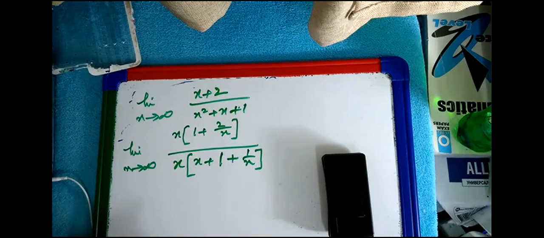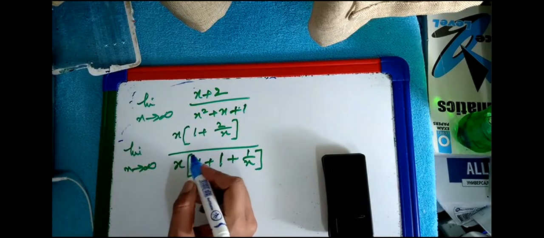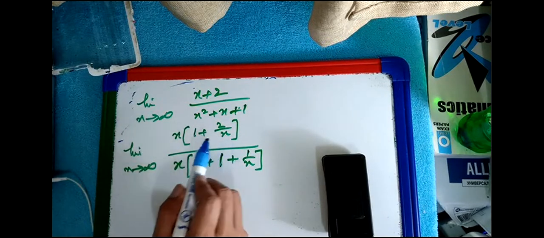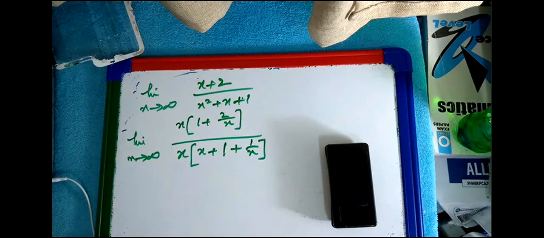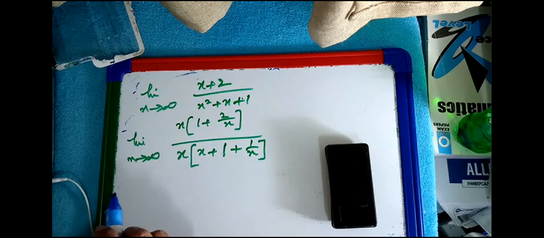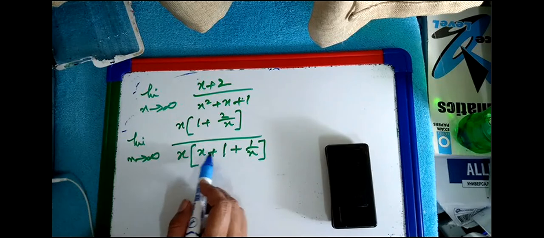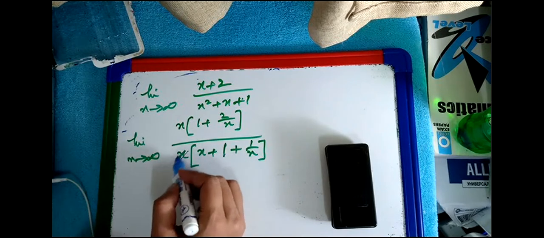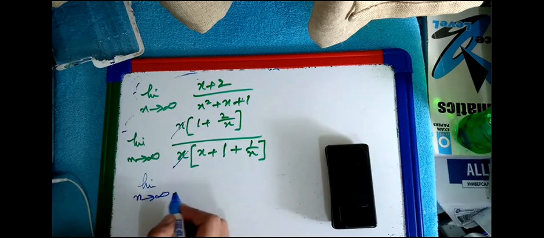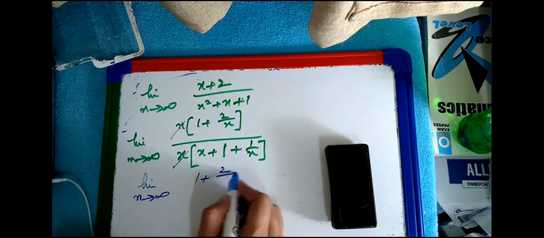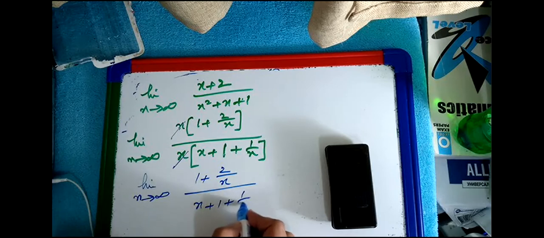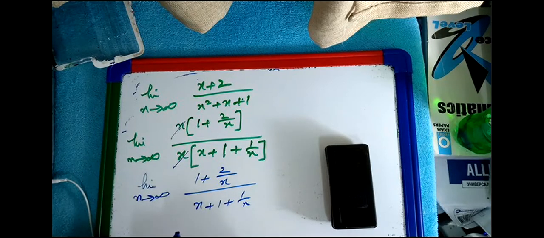See, I took x common, right? If I take x common, the numerator will be 1 plus 2 over x. You agreed? Okay. So if I take x common from the denominator, x will remain over here, here 1, here 1 upon x. Now one cancelled. So always adopt this method. This is called the L'Hopital rule. This is divided by x plus 1 plus 1 over x. Now apply the limit.